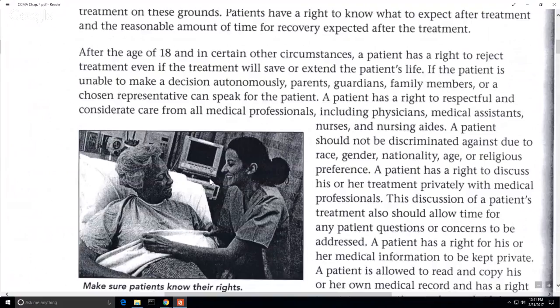Now, after the age of 18 and in certain other circumstances, the patient has the right to reject treatment even if the treatment will save or extend the patient's life.